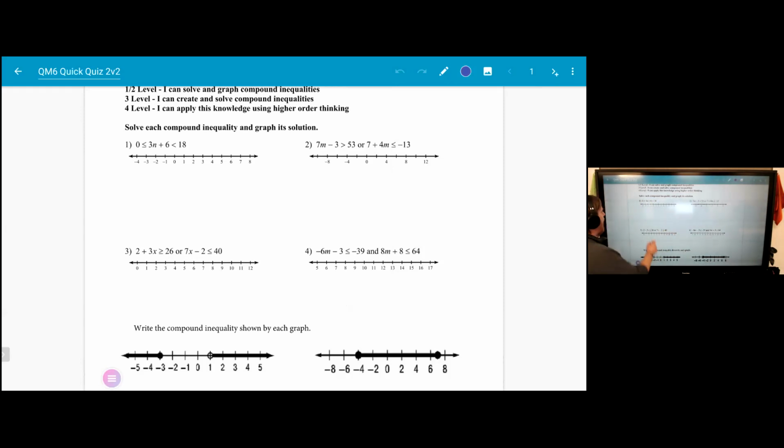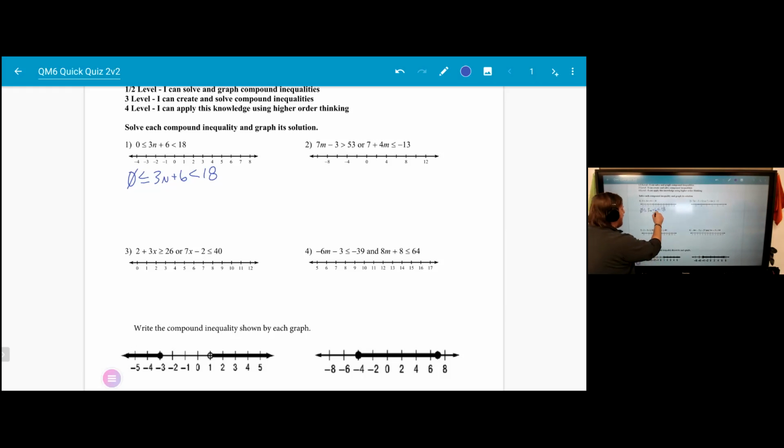Let's go. I have 0 is less than or equal to 3n plus 6, which is less than 18. I know right away this is an and, because it doesn't say or. The only time it's an or is if you see the word or. So if you see this version of compound inequality, it's an and. Ands go in between. You're not going to see arrows pointing out.